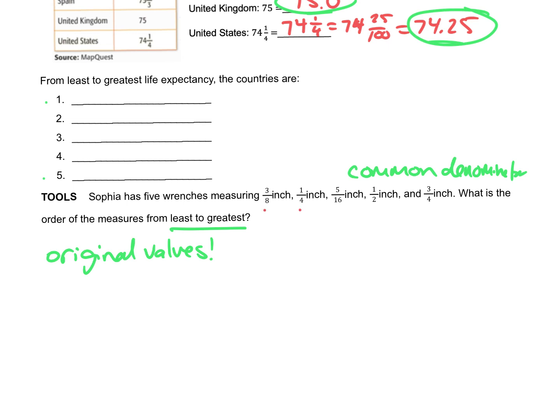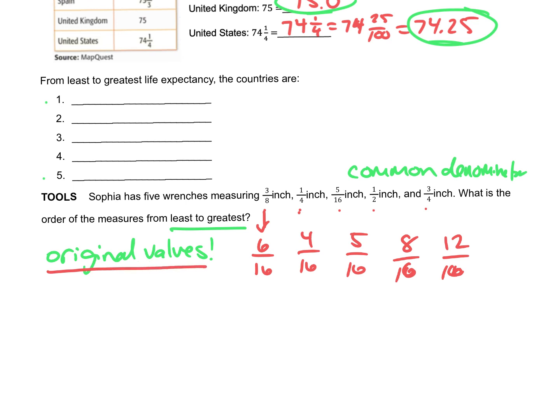So I'm looking at this and I'm looking at 8, 4, 16, 2, 4. 16 is a common multiple of all of those. So that would be a great thing to do. This would be equal to, if I change this, times 2, so 6/16. If I change this by 4, that'd be 4/16. 5/16 can stay the same. 1/2 would be 8/16. 3/4 would be 12/16. So if they're all out of 16ths, you can order them least to greatest, but then you should write them in the original values. So what they were compared to.